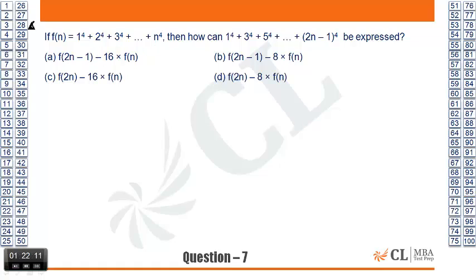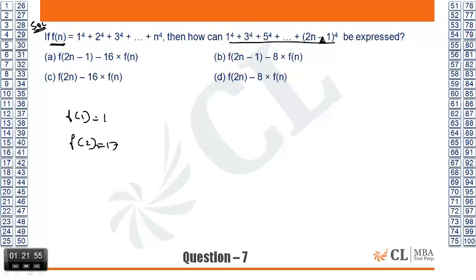F of n. Let's do it. Let's try SQC. What does it mean? So f of 1 would be equal to 1. F of 2 will be how much? 1 raised to 4 plus 2 raised to 4, 16 plus 1 is 17, and so on and so forth. Okay, how can this be expressed?